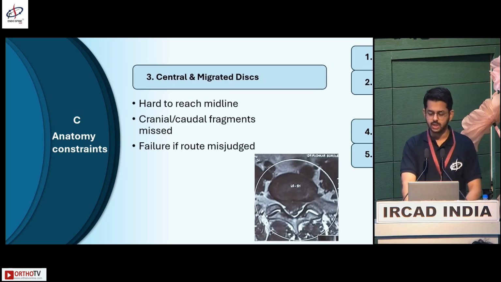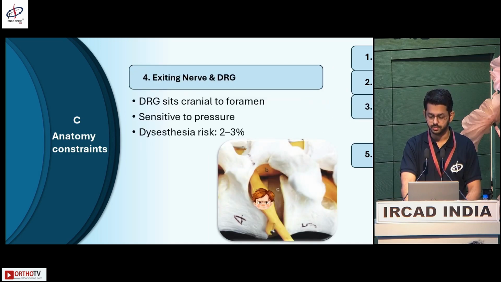Posterolateral approaches struggle with large central herniation or far migrated fragments. You may decompress the ipsilateral side but miss the contralateral or deep fragments. Studies show that these cases often end in incomplete decompression or revision. Choose alternative routes like interlaminar or translaminar when needed.